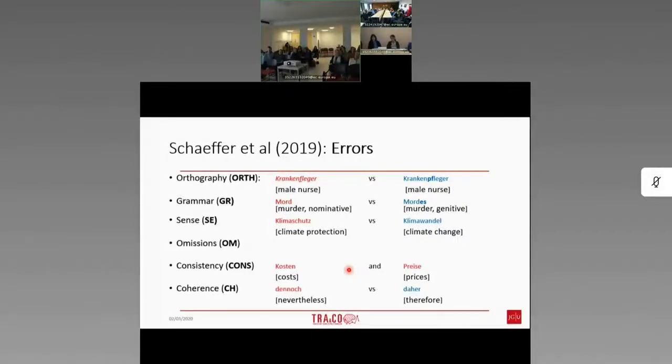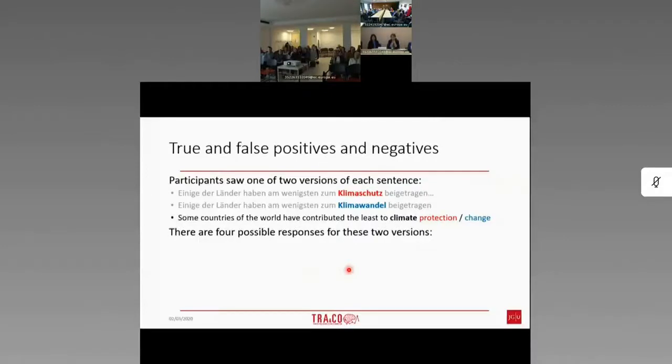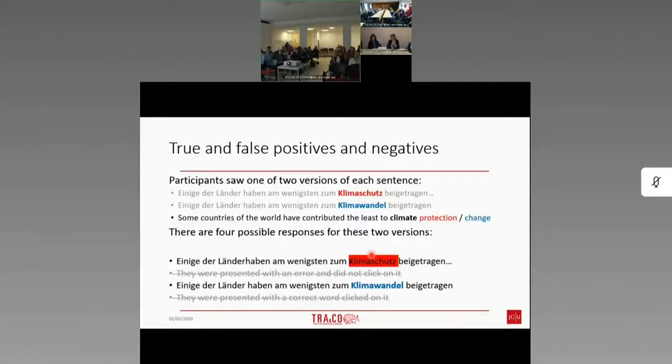And so orthography, so there's a P missing in Krankenpfleger, so it needs to be Pfleger. Grammar, so mord instead of des Mordes, so genitive marking is missing. A sense error, climate protection instead of climate change. Consistency, so within the text they either used Kosten, so costs, or prices, and coherence, here a conjunction that is misused. So those were the kinds of errors that we studied here. And again, participants either saw climate protection or climate change, and climate protection was wrong in this context and climate change was correct. And again, they could either say, well, this is an error, climate protection should be something else, or they saw a correct word and actually didn't change it, and anything else we disregarded. And again, we compare these two.